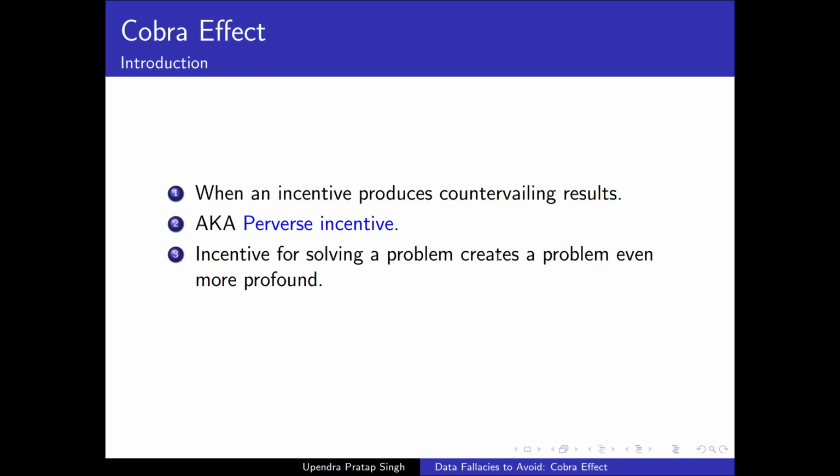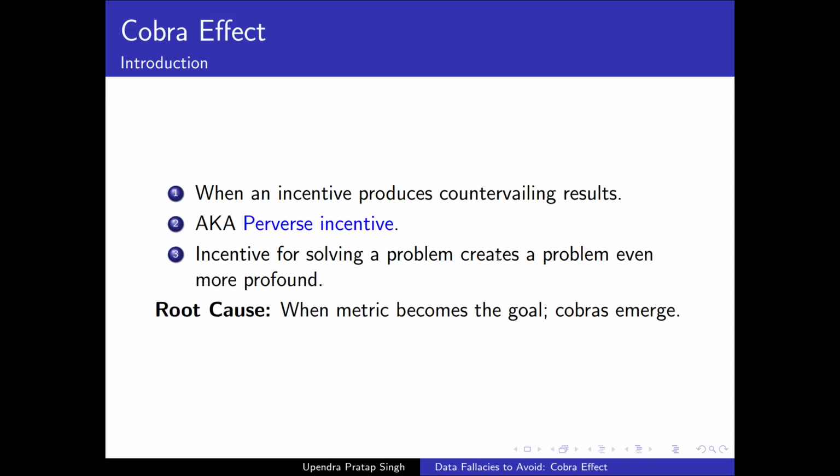Cobra Effect basically comes into picture when an incentive provided for solving a problem creates an even bigger version of the problem, which means an incentive is given to solve a particular problem, and due to its bad design, that incentive ends up making the problem even more severe, right? In some textbooks, it is also referred to as perverse incentive.